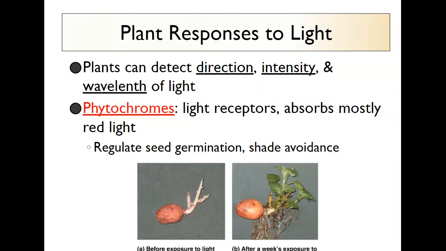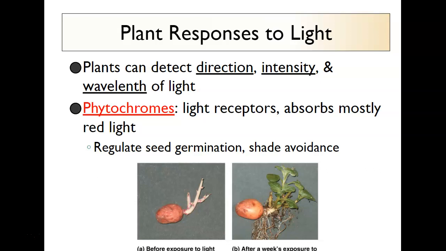In response to light, plants can detect direction, intensity, and wavelength of light. There exist special things called phytochromes that are light receptors inside plants that absorb mostly red light. So we oftentimes think of pigments to absorb light and fuel photosynthesis, but there are also some things called phytochromes that are light receptors, and they absorb light that can regulate seed germination as well as shade avoidance.